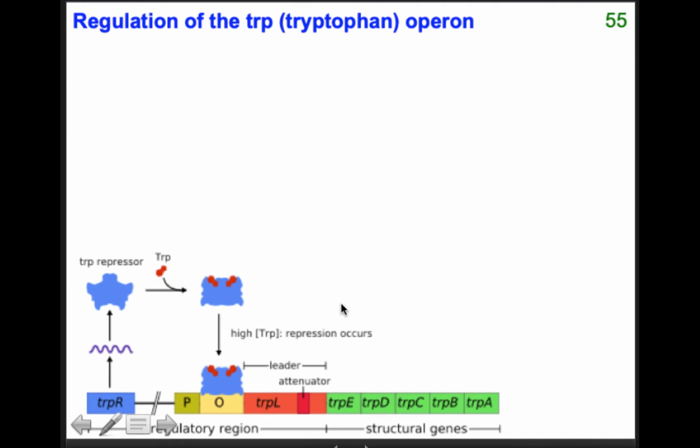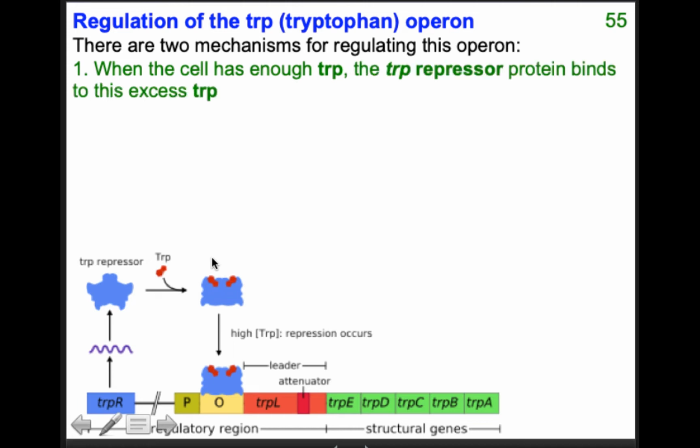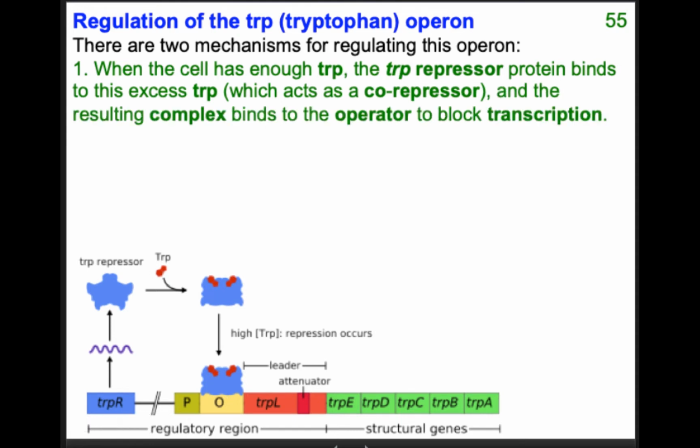All right, now there are two different mechanisms for regulating this operon. The first one looks similar to what we've been doing so far. The second one's quite different. So let's look at the first one first. So as we said before, when the cell has enough tryptophan around, so there's a bunch of these red tryptophan amino acids floating around the cell, right? Then that causes the trp repressor protein to bind to this excess tryptophan, and together they can now bind to the operator sequence of the tryptophan operon.